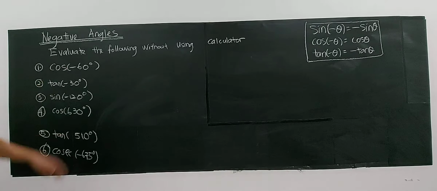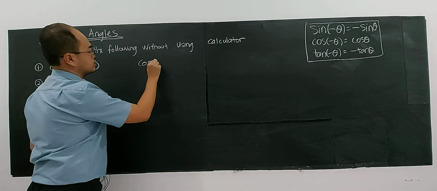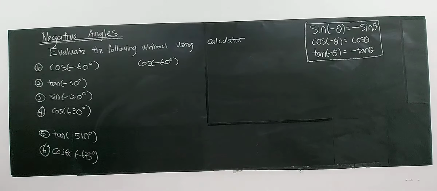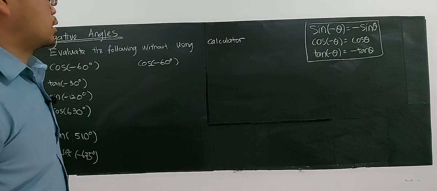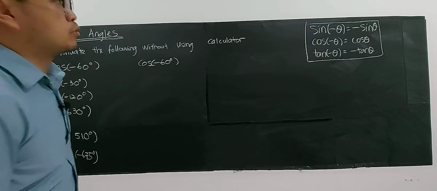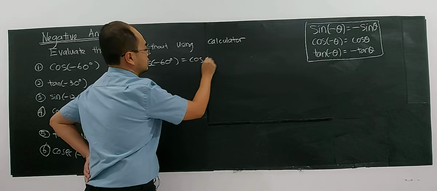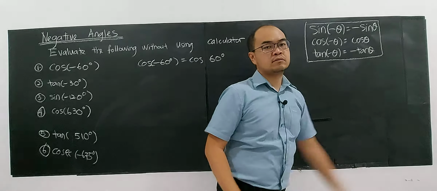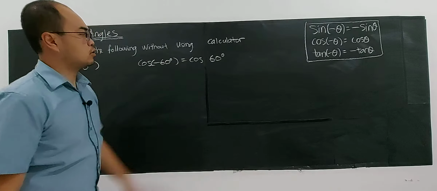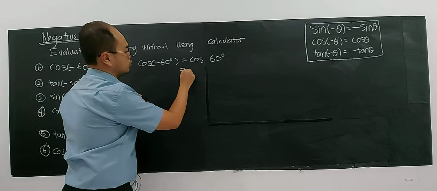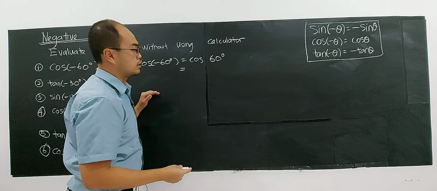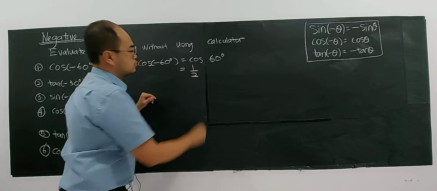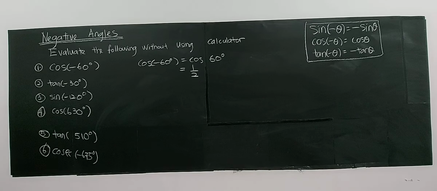Now, cos negative 60. If you see cos negative 60, we always want the angle to be positive so that it is easy to evaluate. So cos negative 60 will be cos 60, because cos negative theta gives you cos theta. If you already know the value of cos 60, you can memorize it: cos 60 is 1 over 2.